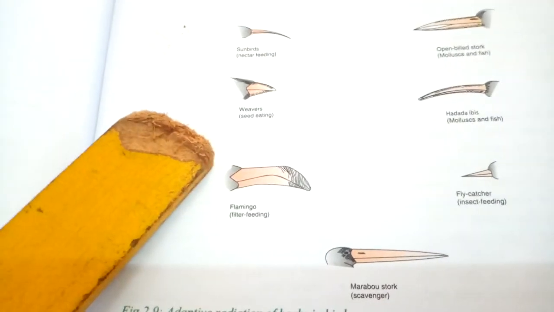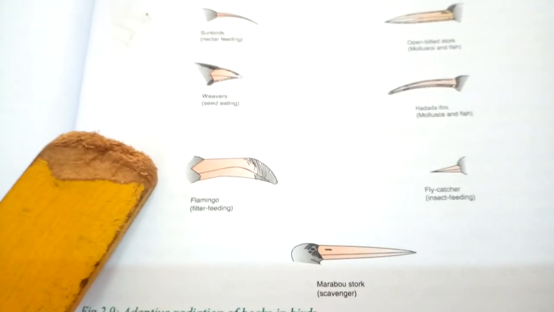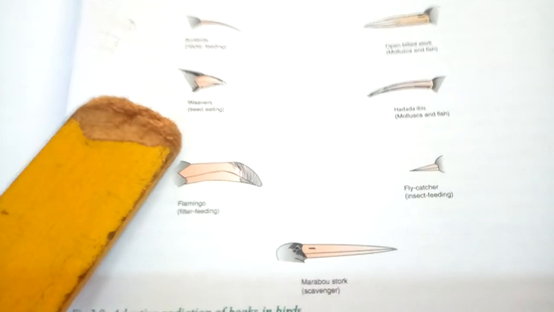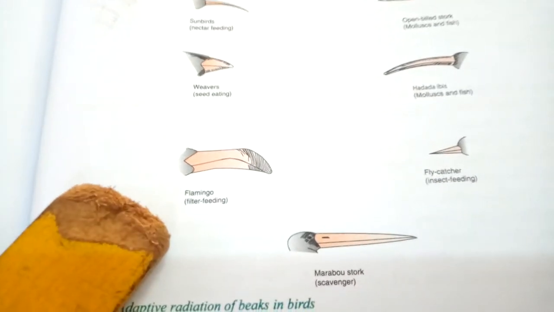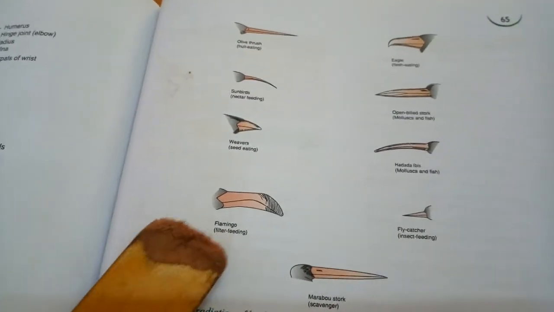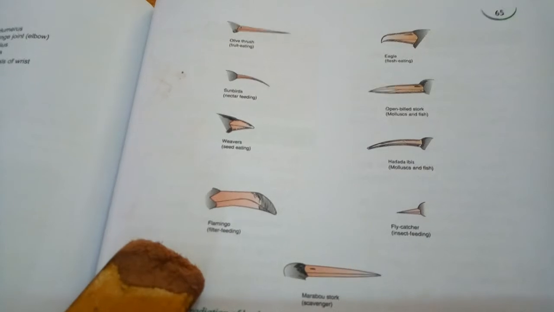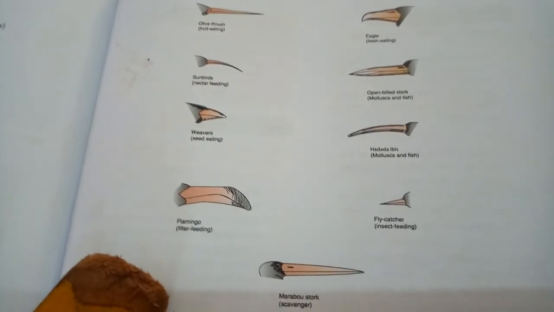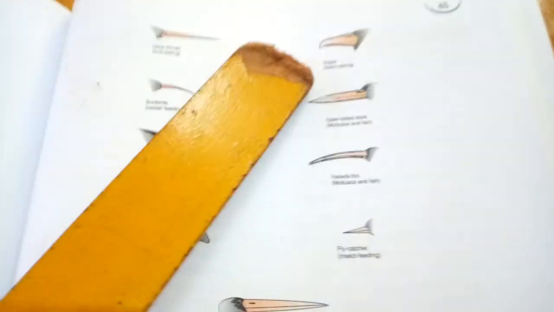The next bird is the weaver bird, feeding on grains. Adaptation: short, strong, sharp beak. Next is the flamingo, filter feeding. It feeds in water, on fish and the rest of the aquatic animals. Adaptation: broad, curved in the front, and slightly blunt for filter feeding. Next is the eagle. The beak is broad, sharp, curved for tearing flesh.